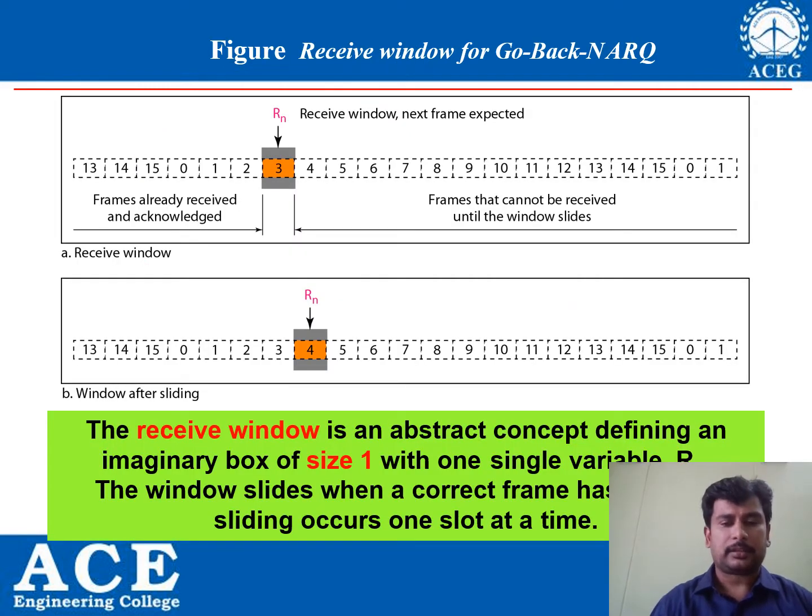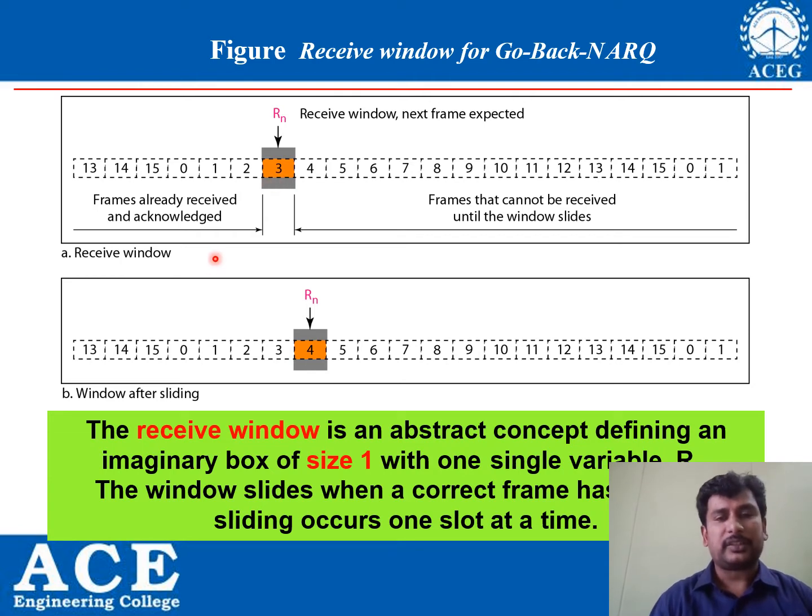Now let us look at the receiver window size for Go Back N automatic repeat request, ARQ. Here the size of the window is only 1. So RN indicates the sequence number of the frame which is expected to be received. Here you can find there are 2 blocks: the frames already received and acknowledged, and the expected frame to be received, and the frames that cannot be received until the previous expected frame is received.